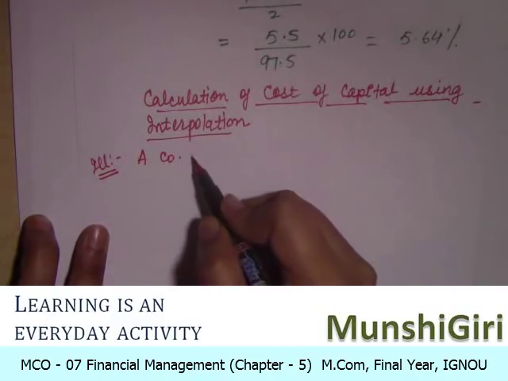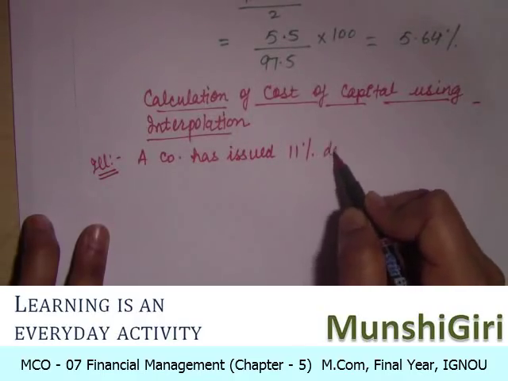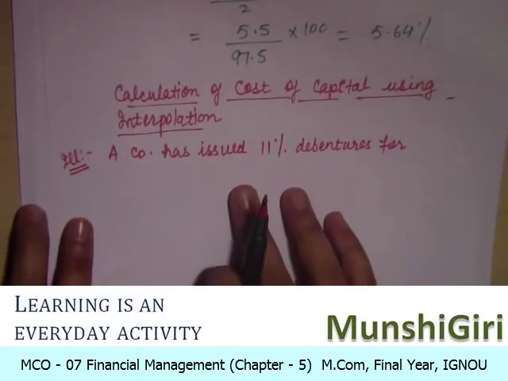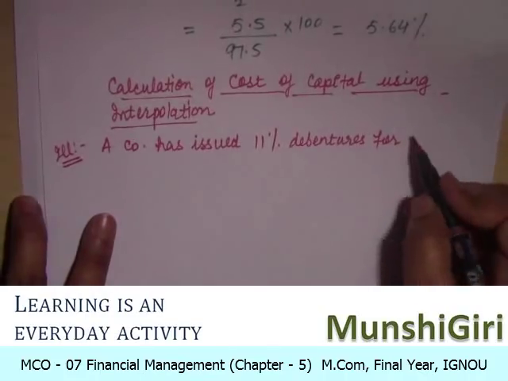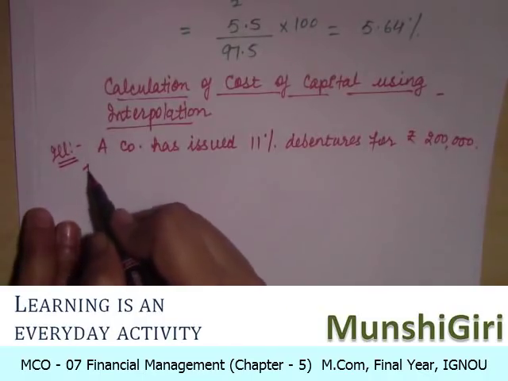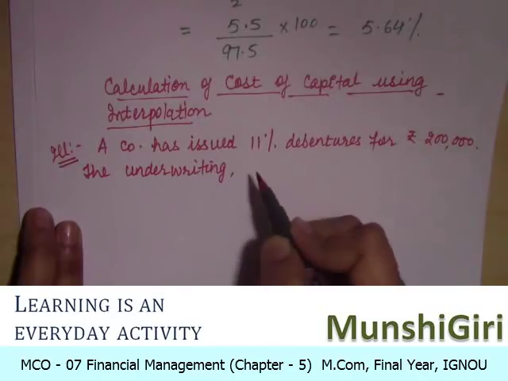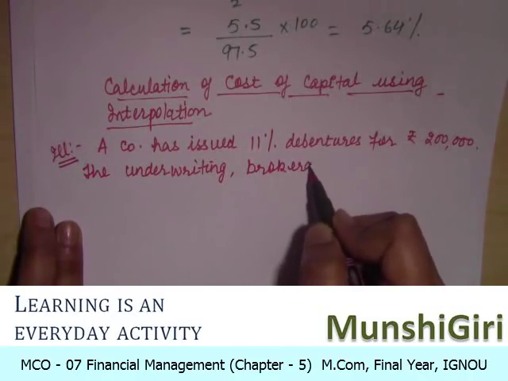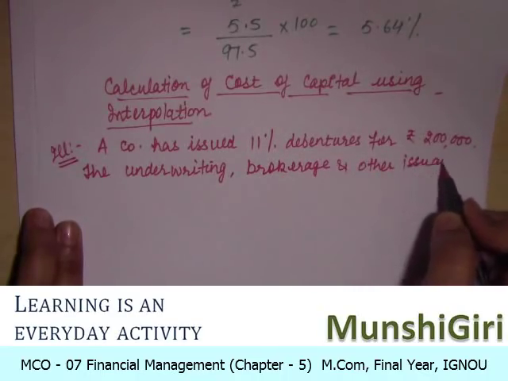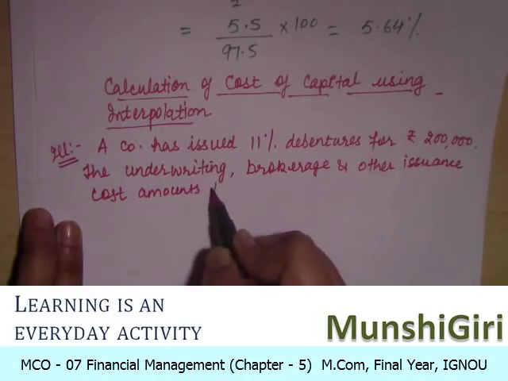A company has issued 11% debentures for rupees, not 20,000, it's 2 lakh. The underwriting, brokerage, and other issuance cost amounts to rupees 10,000.